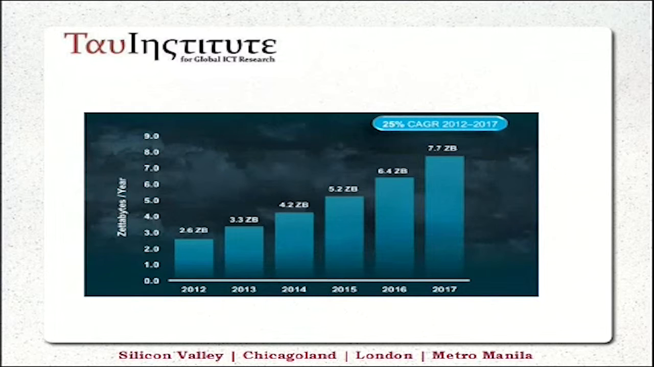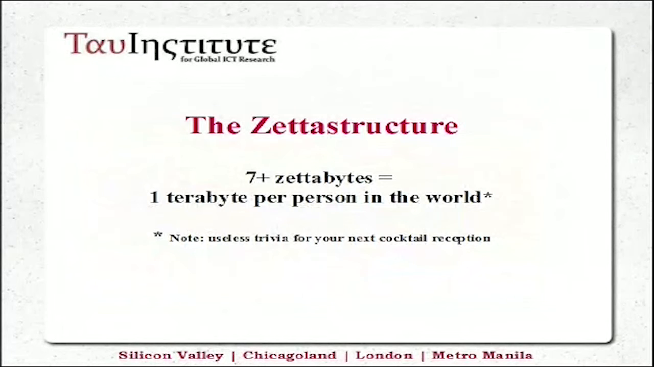Here's a chart from Cisco that shows the amount of zettabytes that we're creating per year. This is worldwide over the last 5 years, and you can see as far as creating the data, we've been in the Zettabyte era for several years now. Fun fact, useless trivia. With the 7+ zettabytes, that's equal to 1 terabyte per person in the world. I mean, it's a phenomenal amount of information.